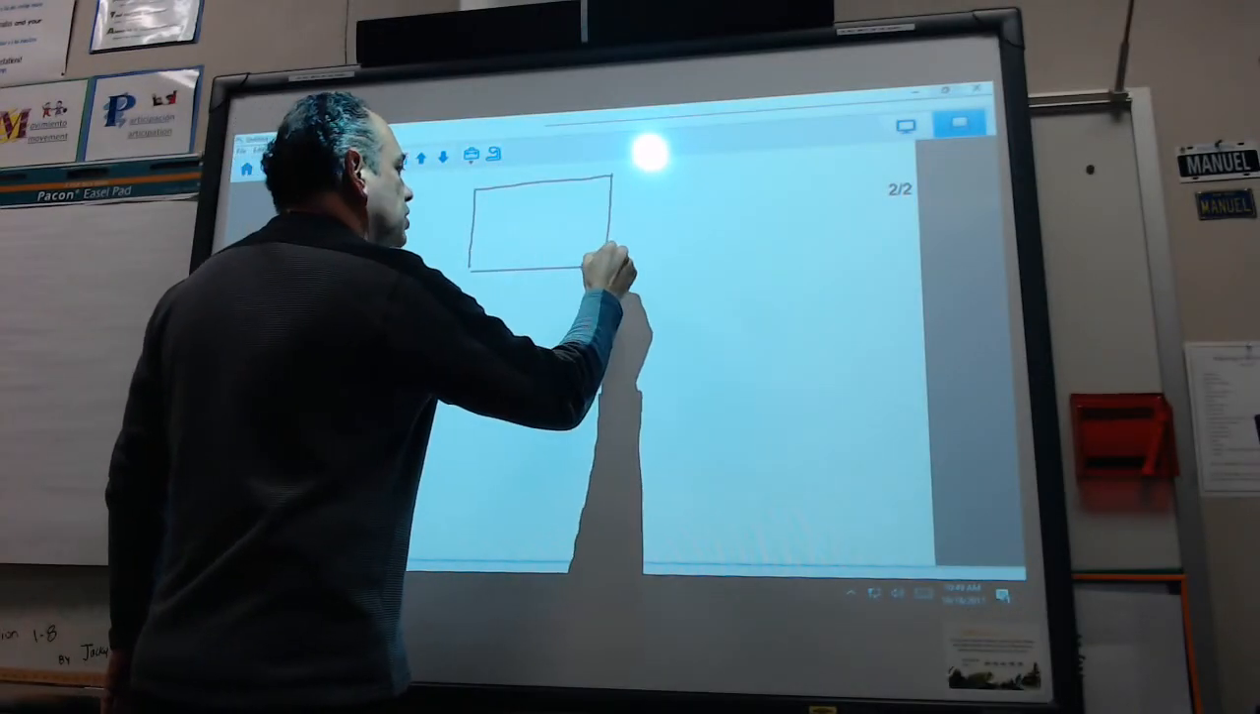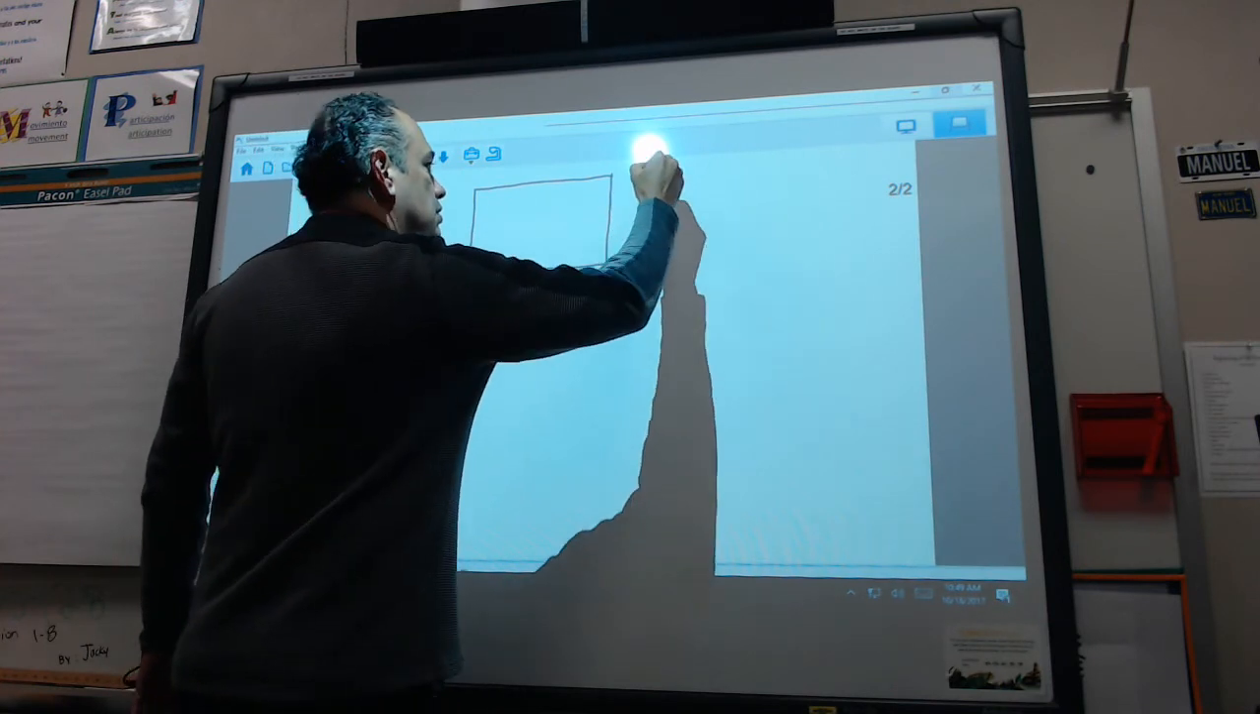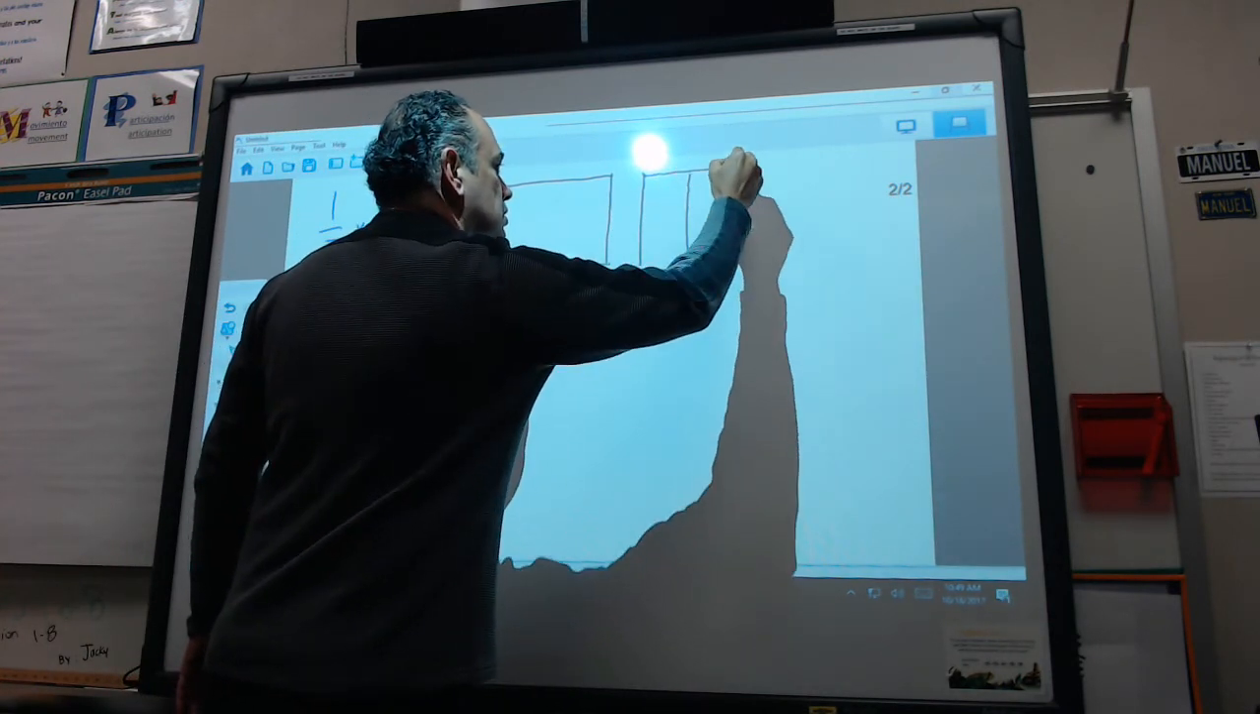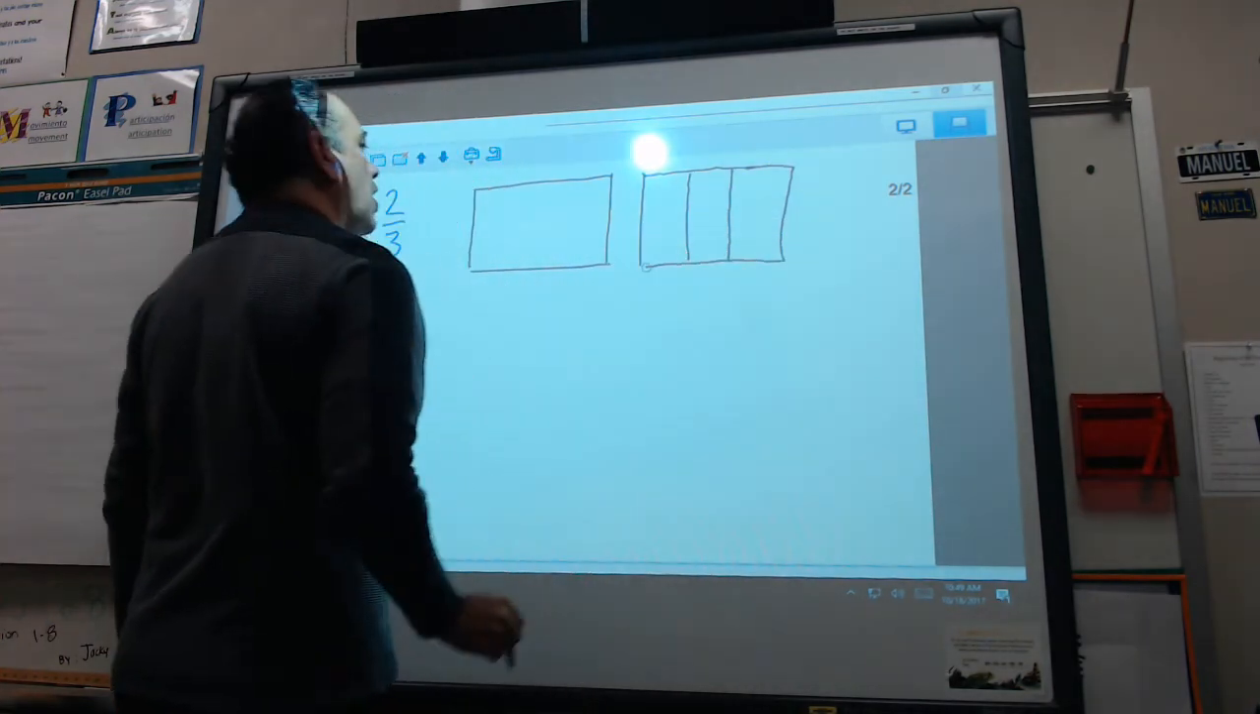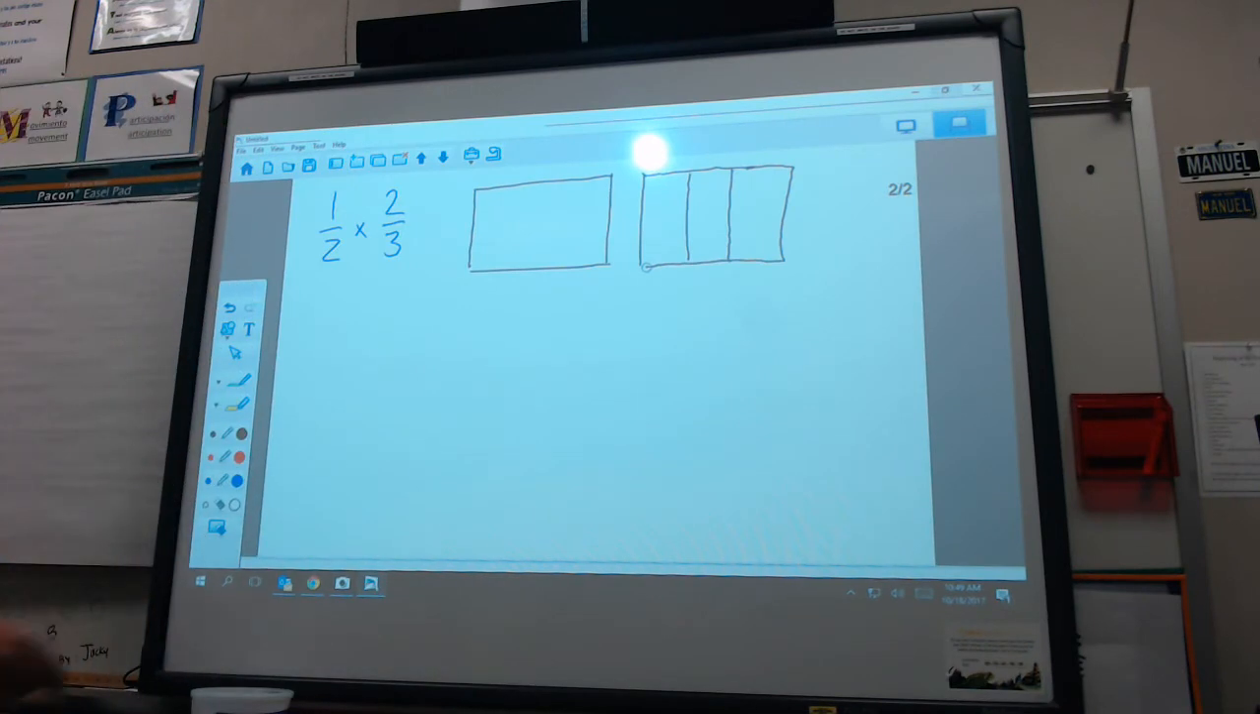All right. So, who can tell me what is the first thing I need to do? Multiply. No, we're doing it with models. You have to make one horizontal and one vertical. Exactly. I need to draw the model, right? I am going to try to keep both the same size this time. All right. So I have 1/2 times 2/3.